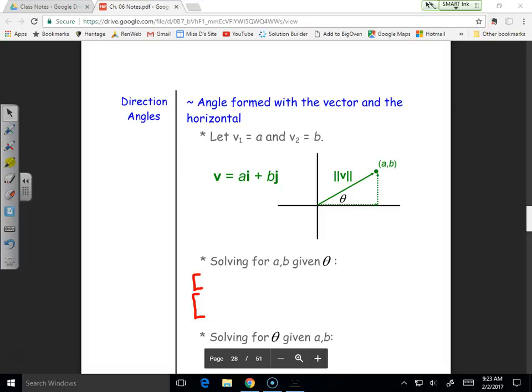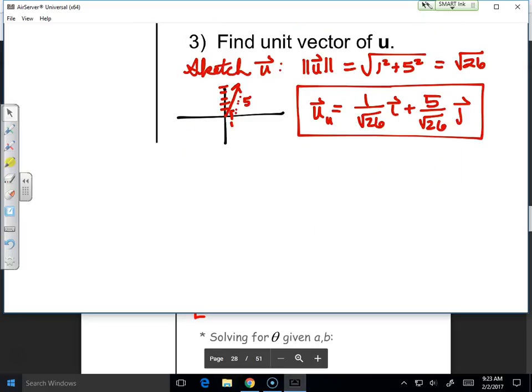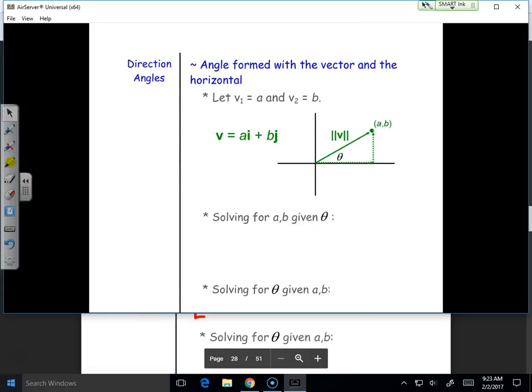Okay, you guys are writing down, and as you are, I'm going to go back to my normal notes because I just filled in the unit vector stuff all nice and pretty. Here we go. Number 12. Angle formed with the vector and the horizontal. We're trying to find theta. No big deal, it's the right triangle.